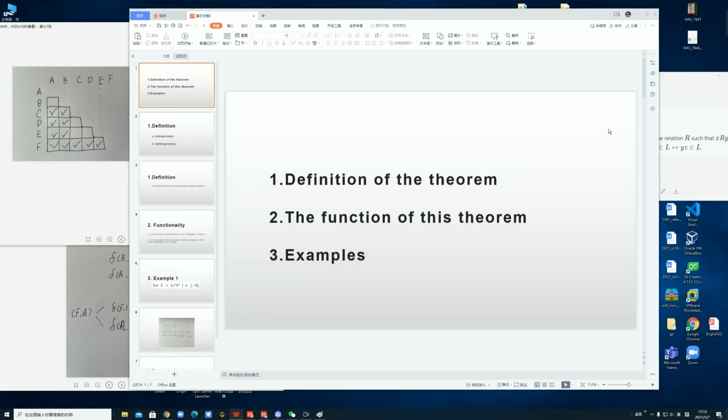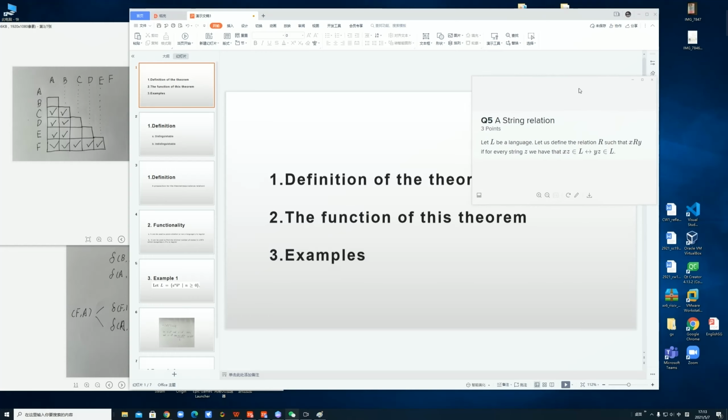In question 5 in coursework 1, this is a screenshot of the question, and we have proved that relation R is an equivalence relation by proving it is reflexive, symmetric, and transitive. And here I will briefly introduce something relevant called the Myhill-Nerode theorem.